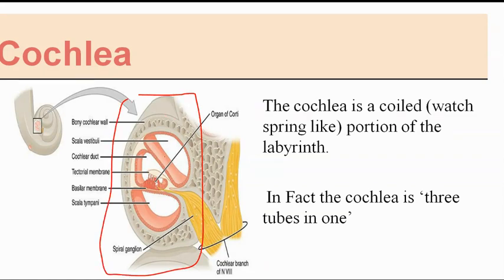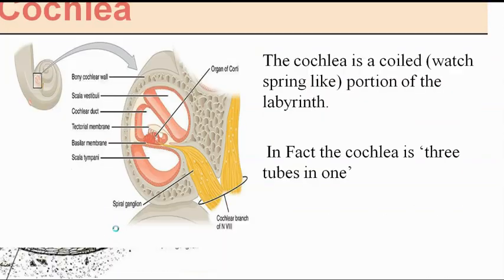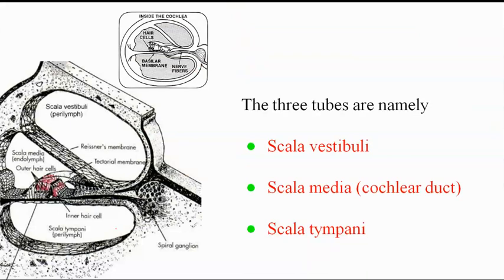So here you can notice three different tubes: one, two, and three. These are bound to each other, and these three are in the form of a watch spring-like structure. These three tubes are named scala vestibuli, scala media, and scala tympani.